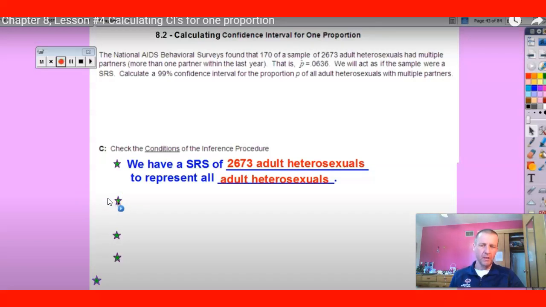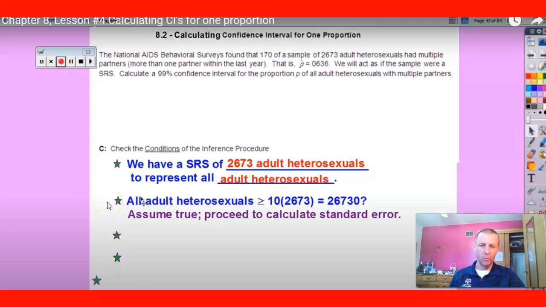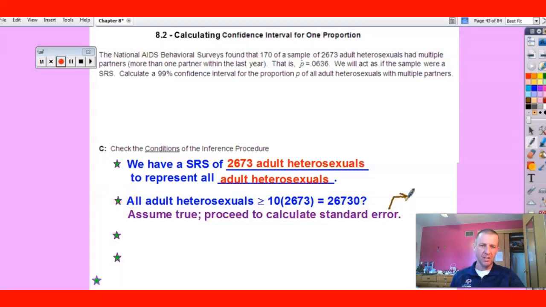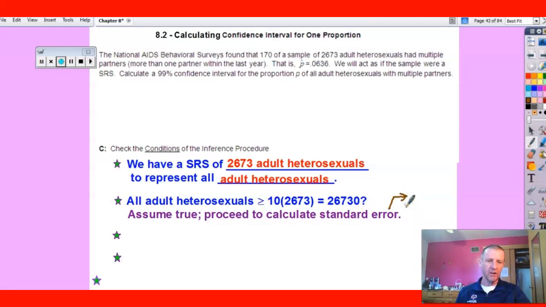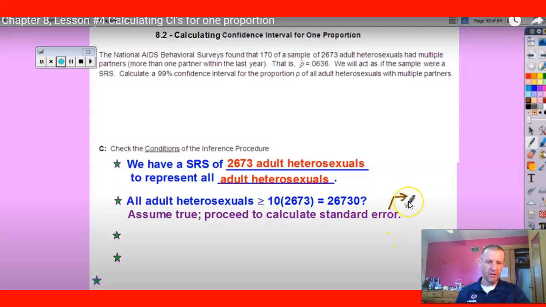I usually do normality next. He does independence next. Whatever. It doesn't make any difference. Independence is the 10% condition. So, is the whole population, big N, bigger than 10 times the sample? In other words, are there more than 26,730 adults? Yeah, I think so. So we're going to assume that that's true. The independence condition, the 10% condition says, hey, we can calculate our standard error. The formula for standard error, square root of p hat times 1 minus p hat all over n.